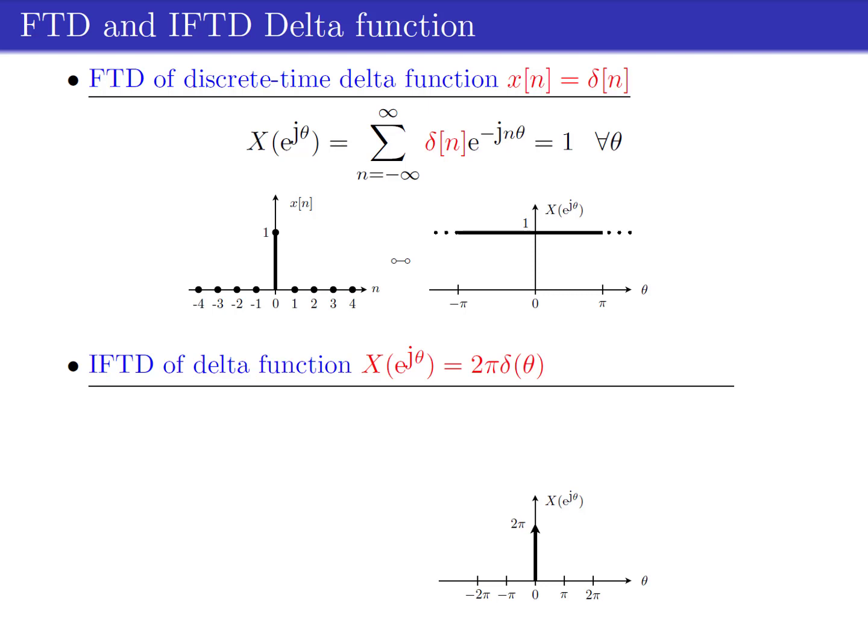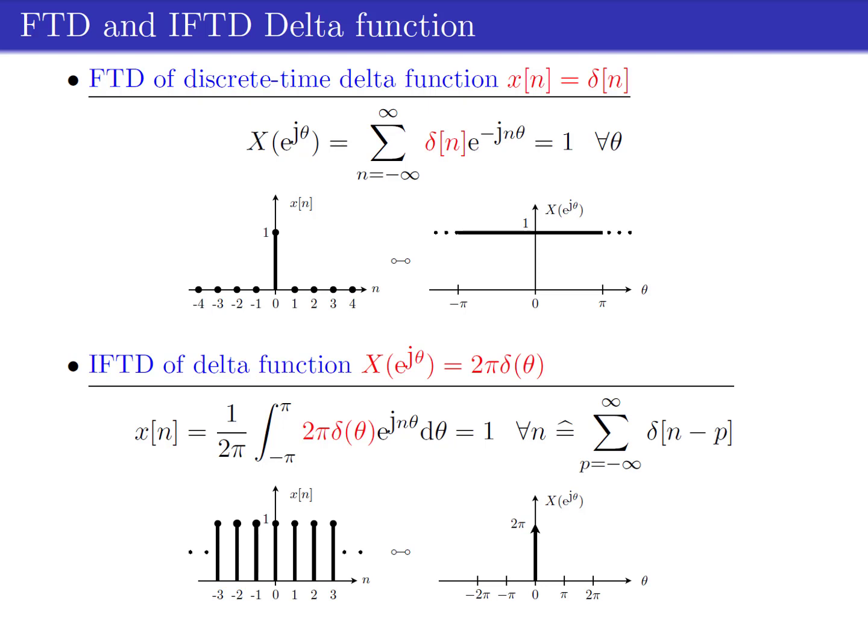On the other hand, the inverse DTFT of a frequency domain delta function results also in a constant 1 for all integer values of index n. In other words, the result represents an infinite train of discrete time delta functions. Furthermore, because of the periodicity of the frequency representation, we should realize that a delta function in frequency domain consists of an infinite train of delta functions.